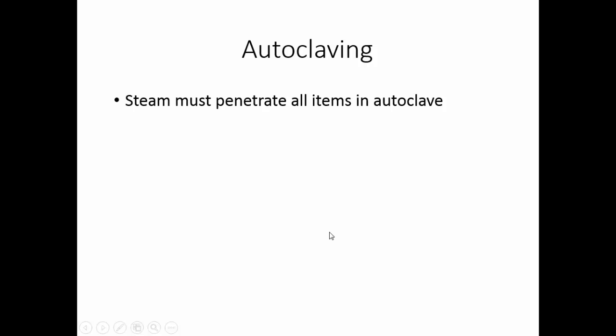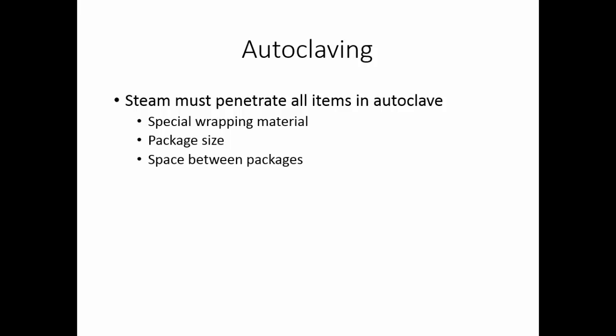Steam has to penetrate all of the items in the autoclave, so only special wrapping materials can be used, and the package can be only a certain size. Also, when we load the autoclave, we have to make sure that there's space between all of the packages so that steam can circulate freely.